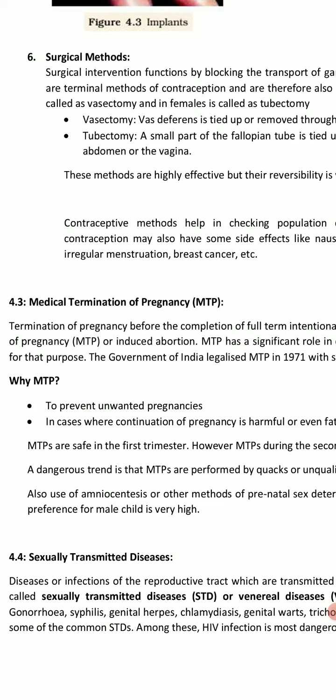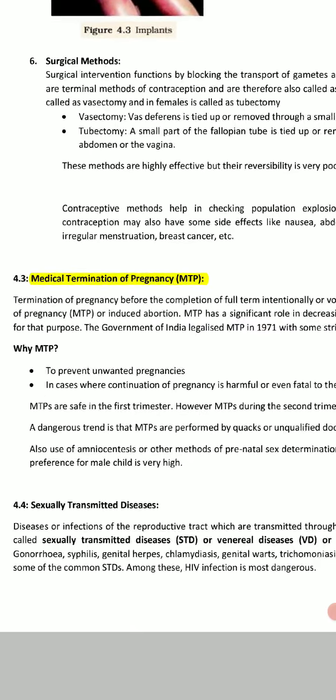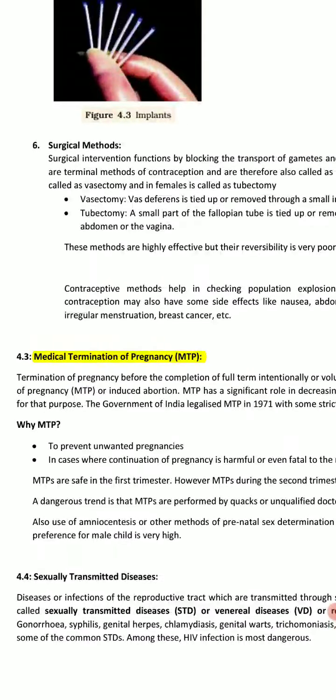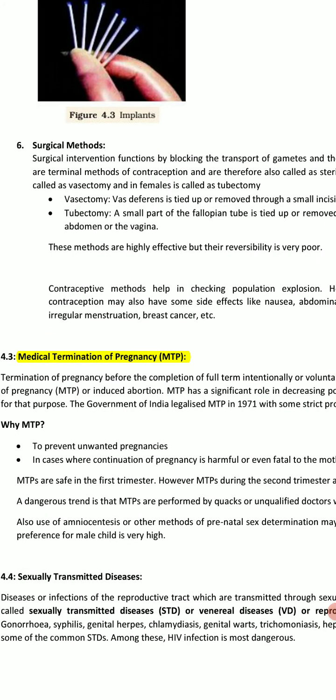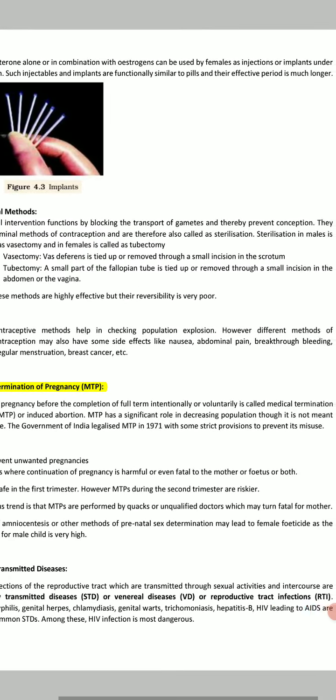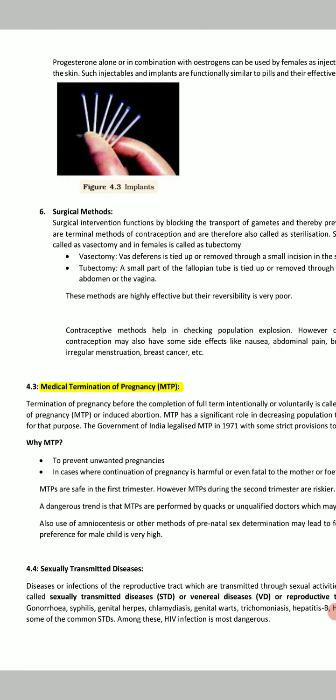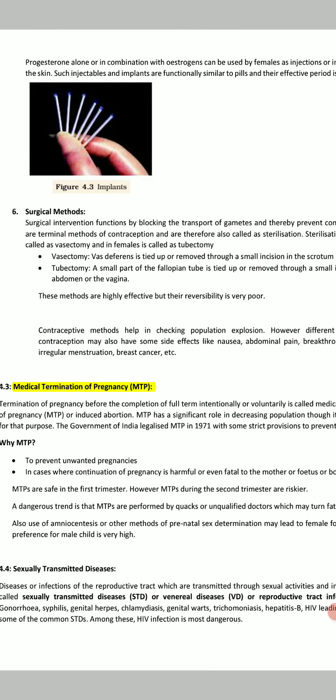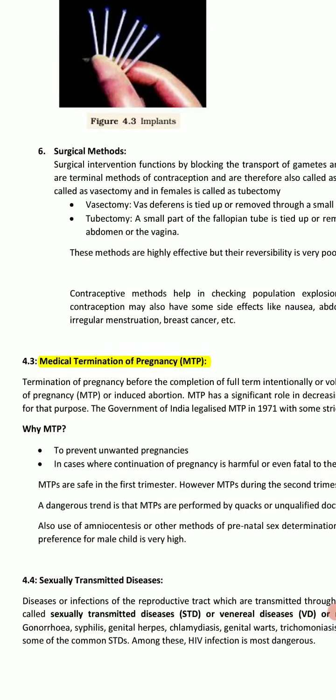First you should know the basic definition, the basic meaning of the medical termination of pregnancy. The common term for the medical termination of pregnancy is abortion. I think this term is quite familiar to all of you. So termination of pregnancy before the completion of full term, intentionally or voluntarily, is called medical termination of pregnancy or induced abortion. If the abortion is not spontaneous, then it's called induced abortion.